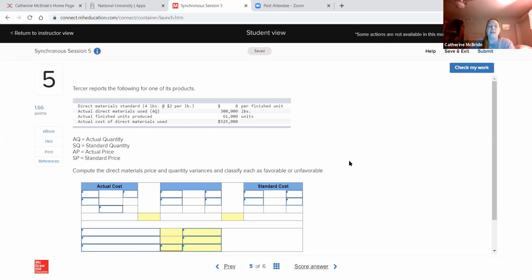So on the right-hand side, we have actual quantity. On the left-hand side, we have actual quantity times actual price. So on the standard side, here we're looking at standard quantity times standard price. And here we're looking at actual quantity times actual price. And this one's going to be actual quantity times standard price. So we kind of remember where we're going, right? Okay, so then we just start filling information in.